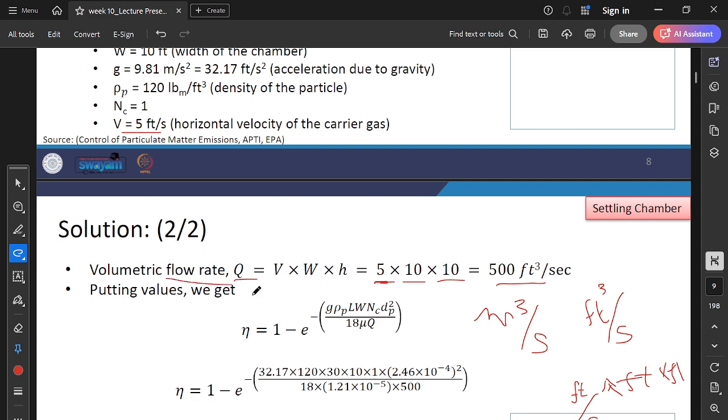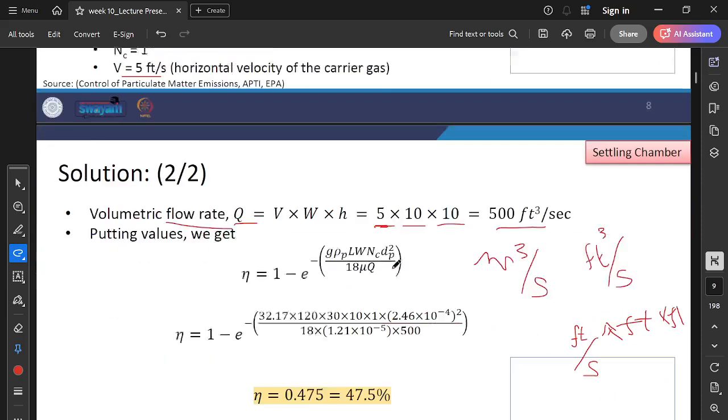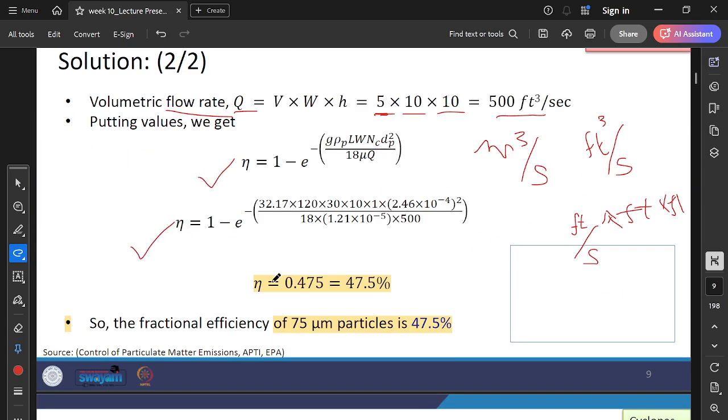So Q is known, the flow rate is known. So all the parameters are given, right? So substitute and get the efficiency. So efficiency is 0.475, or 47.5 percent, by multiplying by 100.